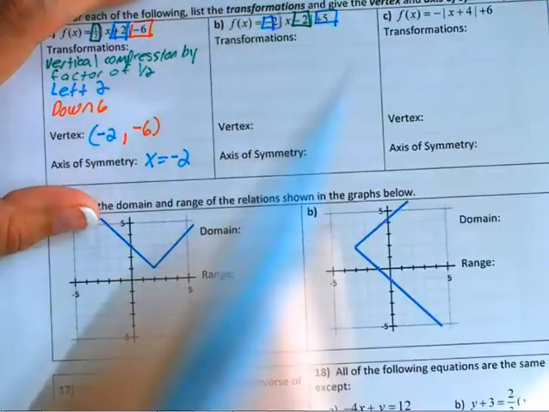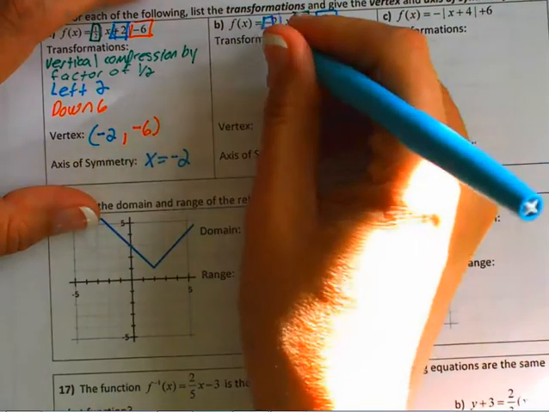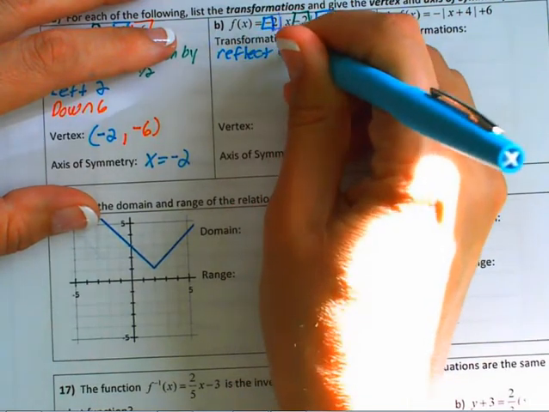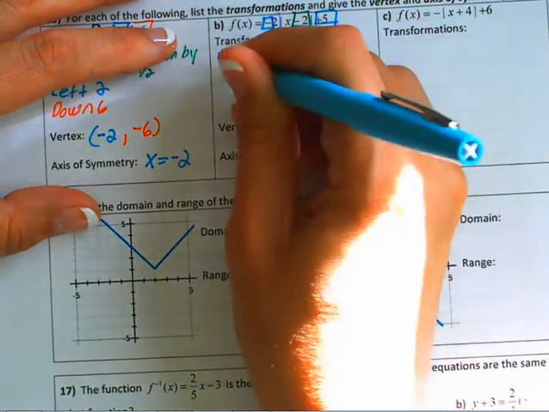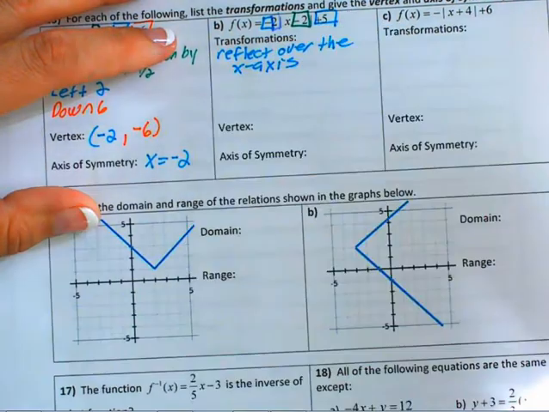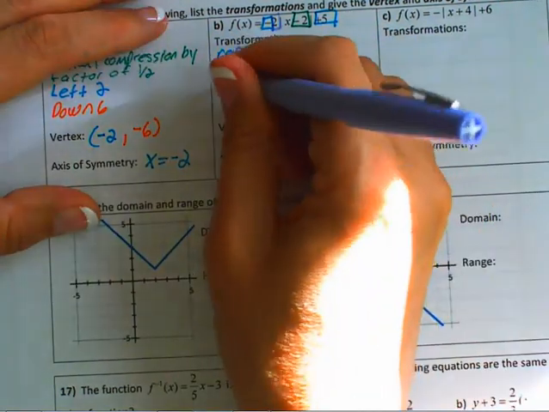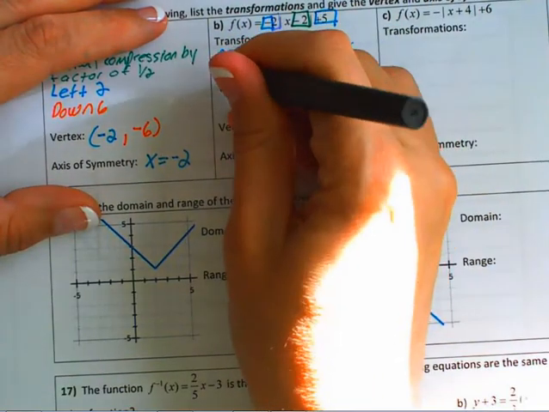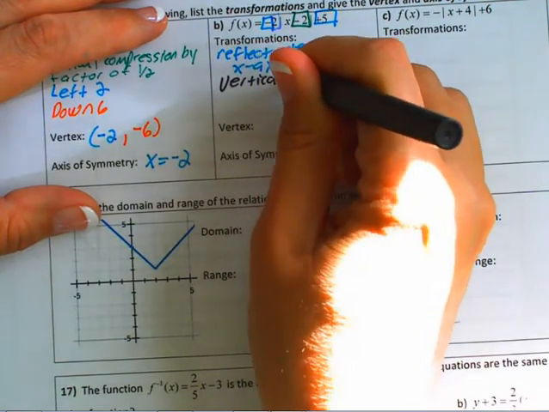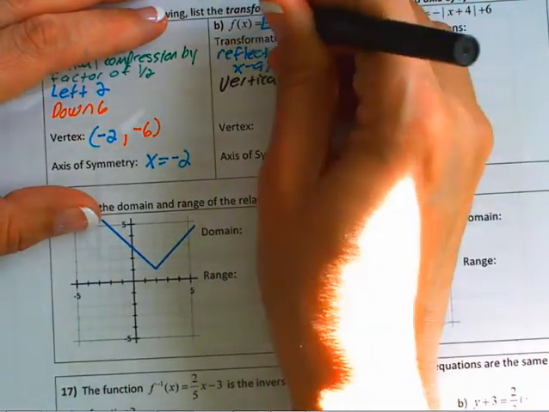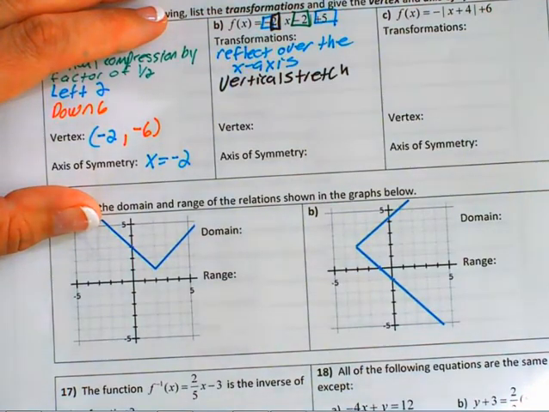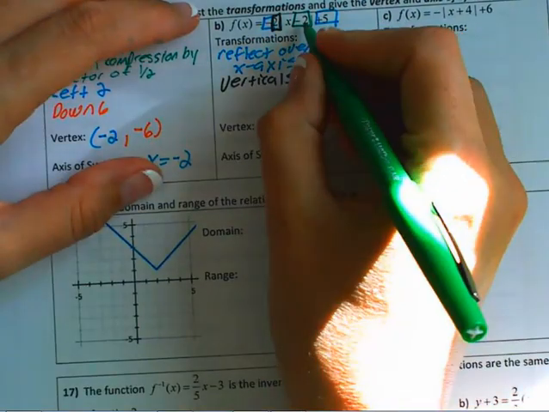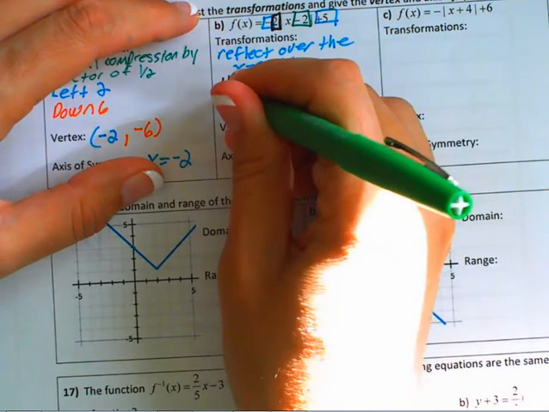And then we have +5. Okay, so the negative means I'm going to reflect over the x-axis. That 2 means a vertical stretch. And then the -2 on the inside. Remember, insiders lie, so that is actually going to be moving to the right 2. So shift to the right 2.